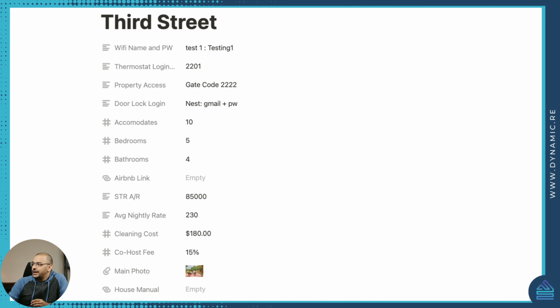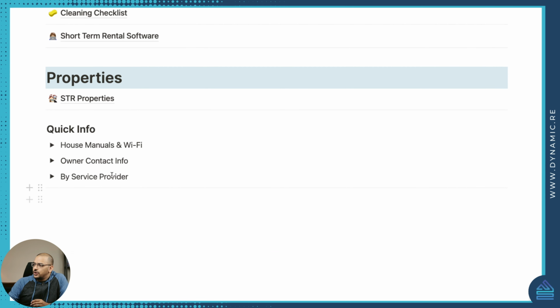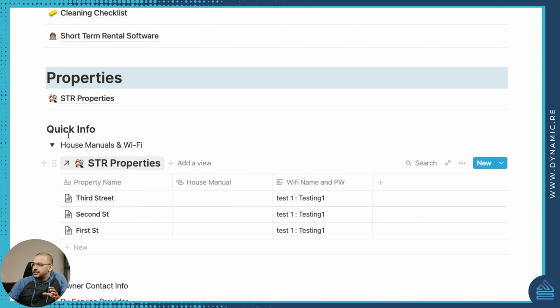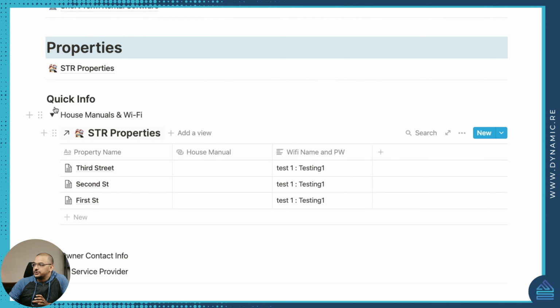And so going back to the quick view, basically what we did was we took the filtered views of that information. This is coming from the STR properties database, and we're showing you the quick information. So if you wanted just the house manual links and the Wi-Fi codes for each property, all you have to do is click the toggle, and it shows you just those 2 pieces of information.